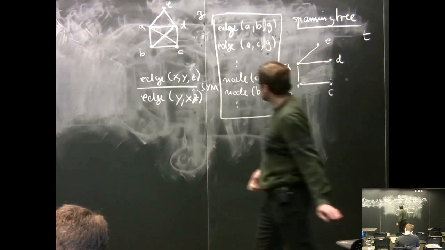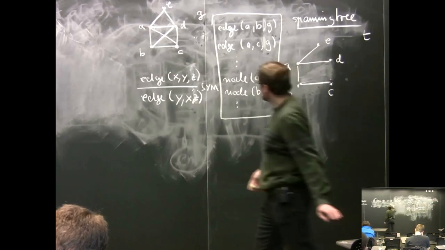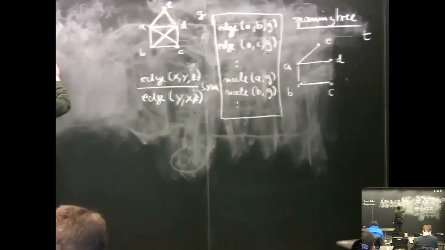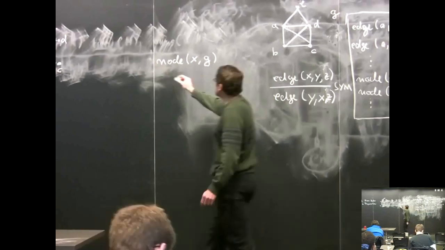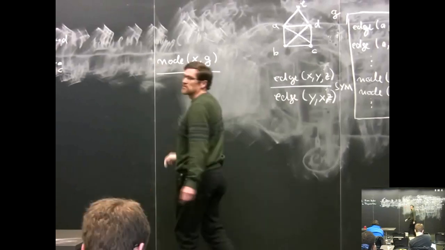Okay, so we have a premise. Well, we don't want to say A because we want it to be arbitrary, so we say X, but it should be in the graph, not in the tree. Okay, so that's the premise. And what's the conclusion?